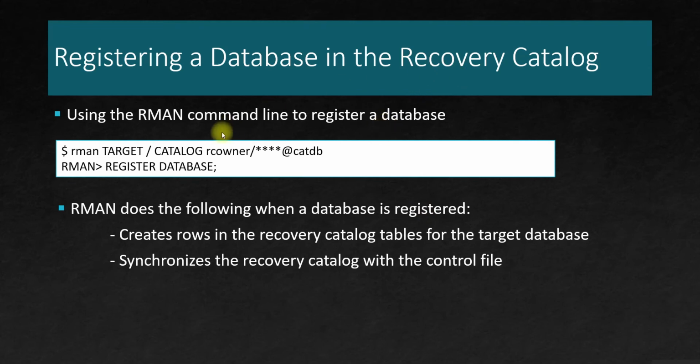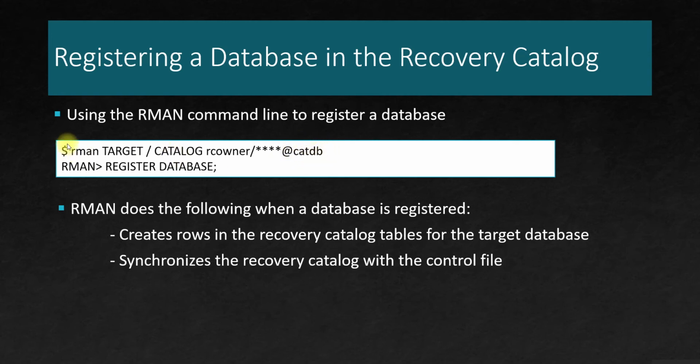Registering a database in the recovery catalog. How do you do that? You run RMAN, and then you connect to the target database, whichever database you want to register. So the first piece, RMAN target slash, is the database you want to register in the catalog. And the second piece is you need to specify the catalog keyword and then mention the ID and the password of the recovery catalog owner at the TNS entry of the recovery catalog database.